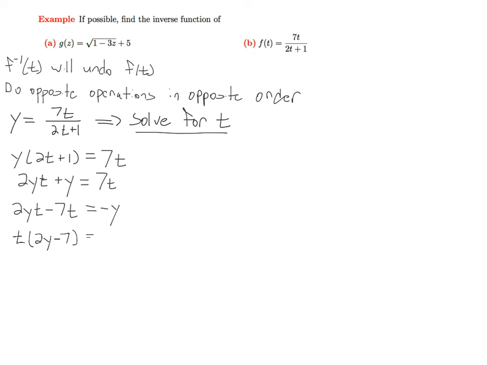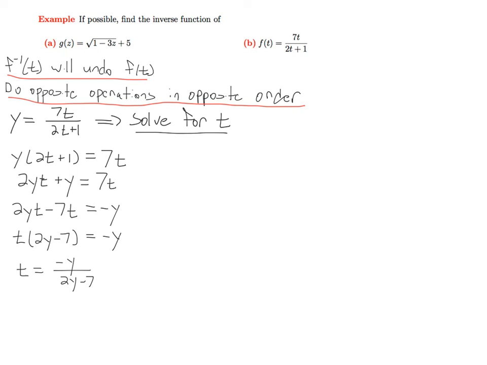And now we can solve for t by dividing both sides by 2y minus 7. In solving this equation, in effect, what we've done is the opposite operations in the opposite order. And so that will tell us exactly how to undo f, and that by definition is the inverse function.